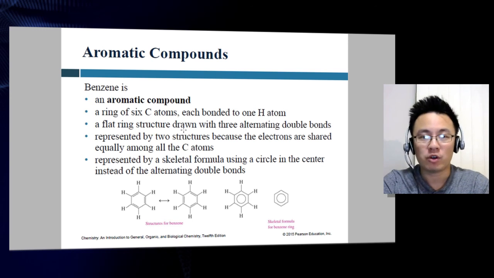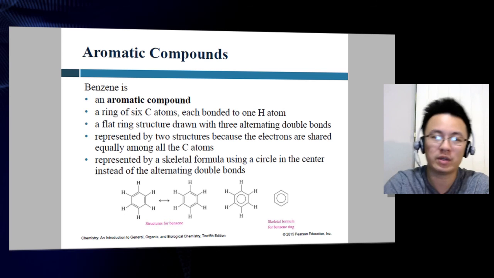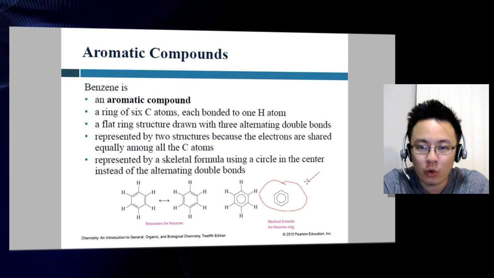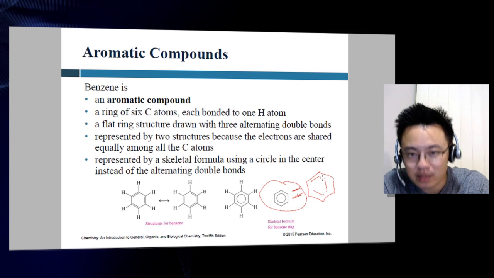A flat ring structure drawn with 3 alternating double bonds, and it is represented by 2 structures because the electrons are shared equally among all carbon atoms, and it is represented by a skeletal formula using a circle at the center instead of alternating bonds. So you can see this is one way to represent that, or you can do what I did earlier, which is just drawing these 3. A circle is the same thing as drawing this.